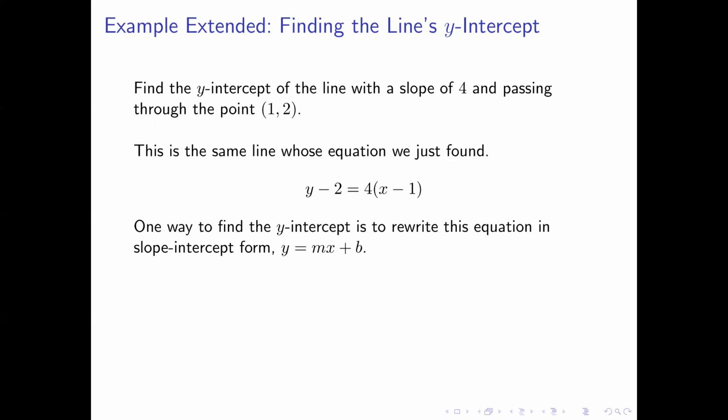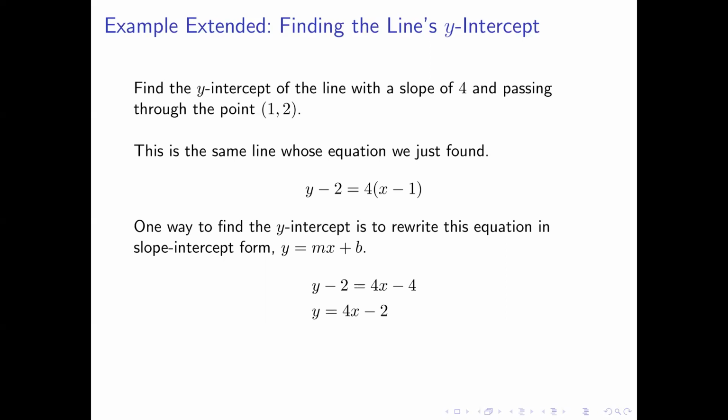One of them is to do a little bit of algebra in order to rewrite our equation so that it is in slope-intercept form. So let's do that. We want to take the equation that we currently have, and we want to rewrite it in this form: y equals mx plus b. So there's our equation. And now we're going to distribute the 4 on the right. So on the right side, we get 4x minus 4. I'm now going to add 2 to both sides of the equation. And our equation turns into this: y equals 4x minus 2.